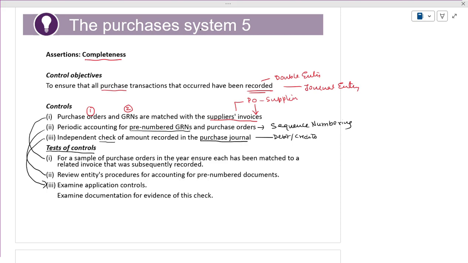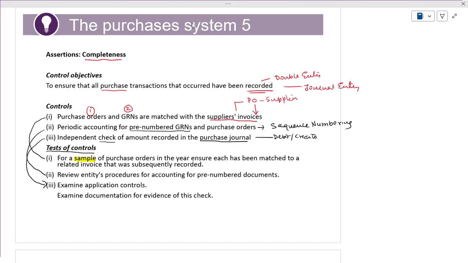Controls will be done by the internal auditor or the management. Test of controls will be done by the external audit. For a sample of purchase orders, when we are doing test of controls, mostly we will take a sample.